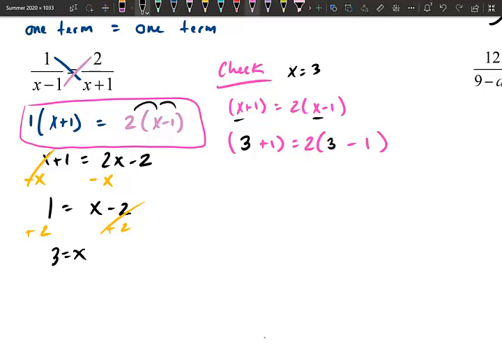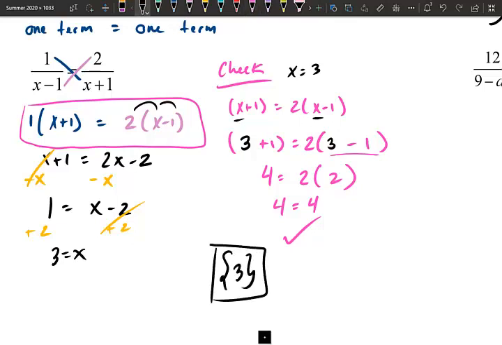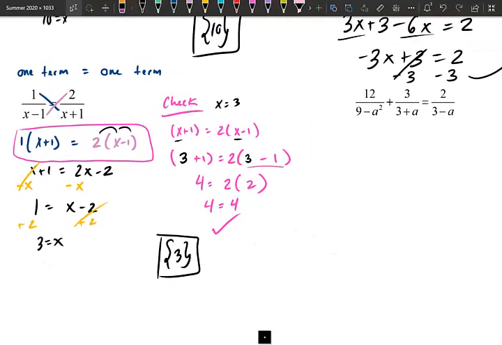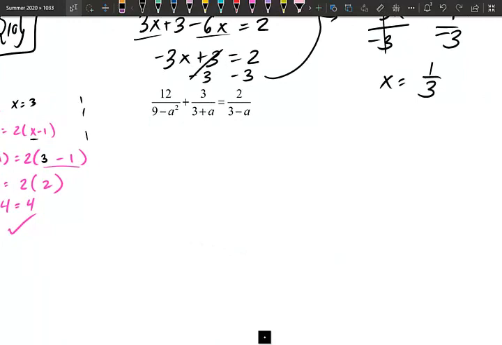Let's simplify. So 3 plus 1 is 4, and then we have to simplify parentheses first, so 2, and then 3 minus 1 is 2. 4 equals 4. It does indeed. So since 4 equals 4, our solution is 3. Don't forget the little squigglies. Alrighty. Next one.